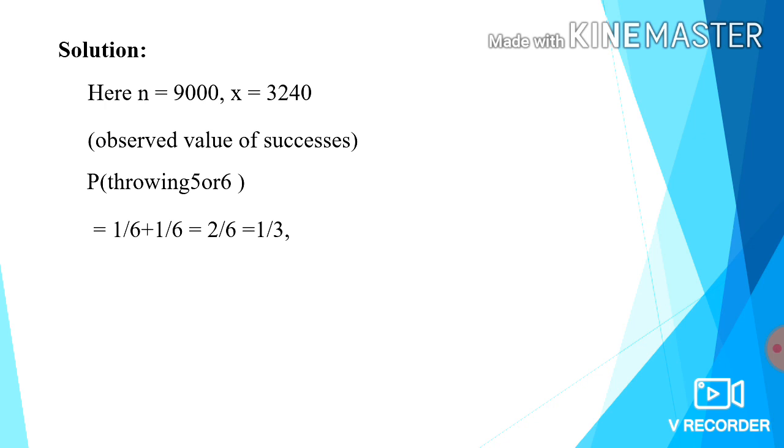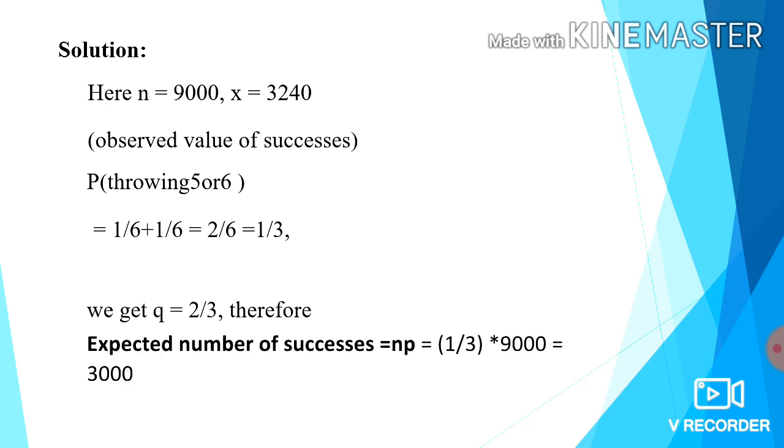6. Getting a total of 5 or 6 is 1 by 6 plus 1 by 6. Total 6 chances in that one. One chance is for 5, one chance is for 6. So 1 by 6 plus 1 by 6 is 2 by 6. So P we are getting is 1 by 3. Then Q is 1 minus P, so 2 by 3. Then the expected number of success is NP. NP actually indicates the mean, mu, which is equal to 1 by 3 into 9000. We get 3000.